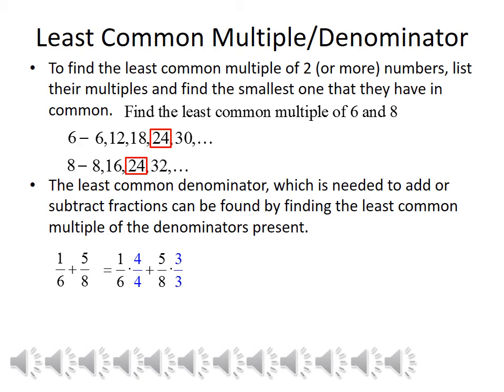So if I multiply 1/6 by 4 over 4, which is the same thing as 1, so things don't change, that will give me a fraction that has a denominator of 24. Similarly, if I multiply 5/8 by 3 over 3, that will give me another fraction that has a denominator of 24. So if I multiply those together and simplify, 1/6 times 4 over 4 gives me 4 over 24, and 5/8 times 3 over 3 gives me 15 over 24. So now I have a common denominator. All I need to do is add the numerators together, and I'll find that 1/6 plus 5/8 is equal to 19 over 24.